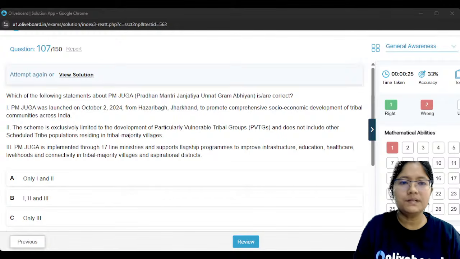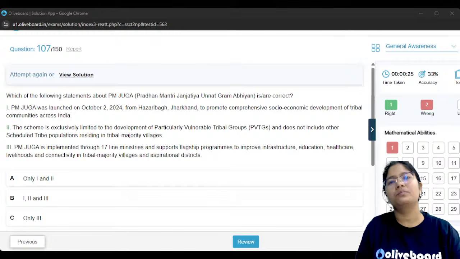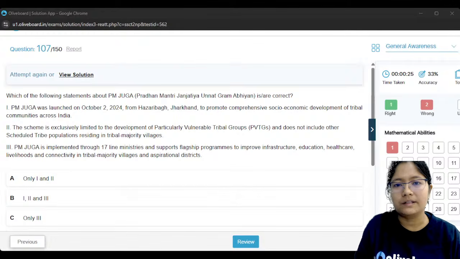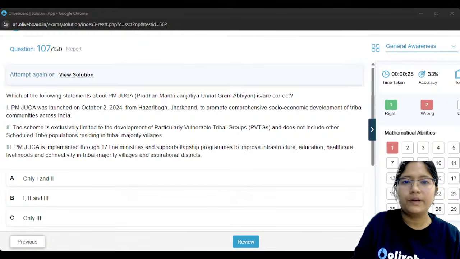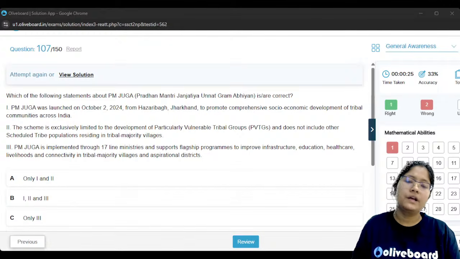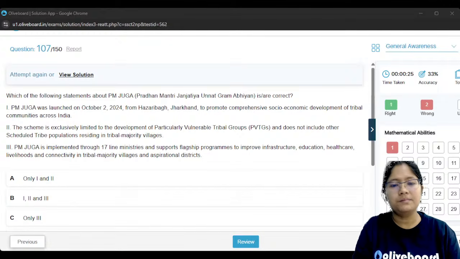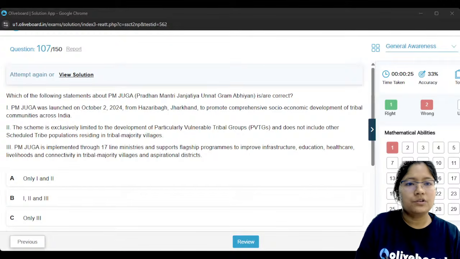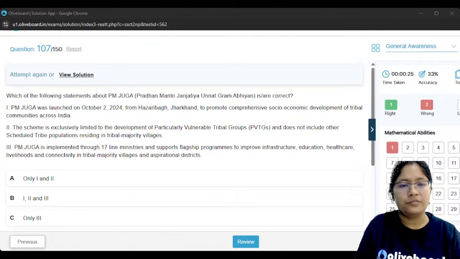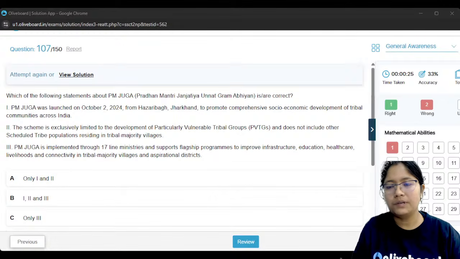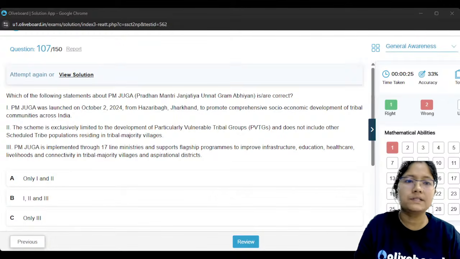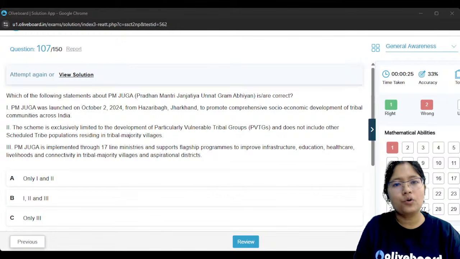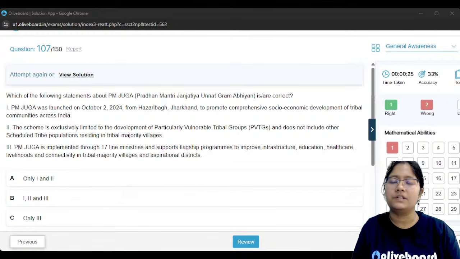Now look at the next question. Which of the following statements about PM JUGA is correct? What is the full form of PM JUGA? Pradhan Mantri Janjatiya Unnat Gram Abhiyan. When it is mentioned Janjatiya Unnat Gram, what does it mean? It will focus on which sectors? Let us see. PM JUGA was launched on 2nd October 2024 from Hazaribagh, Jharkhand to promote comprehensive socio-economic development of the tribal communities across India with special focus on the particularly vulnerable tribal groups, that is the PVTGs.